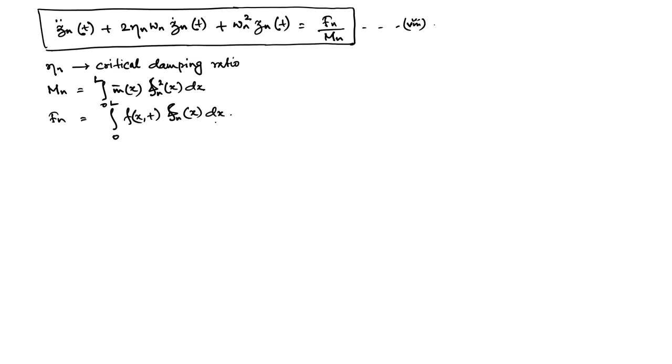So, that is the complete set of equations. What we can do for every boundary condition, we can find out what is phi n of x. So, this expression we can obtain. The moment we do that, we can find out what is Mn and what is Fn, that means, modal mass and modal force. The moment we do that, we can find out what is Zn of t.